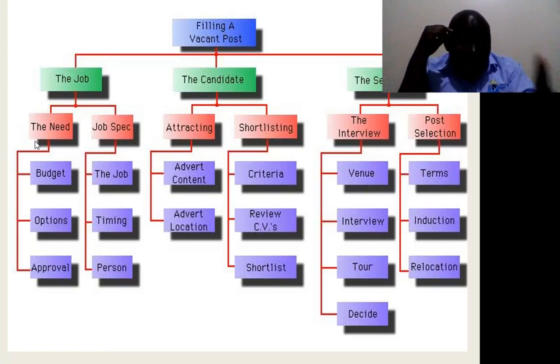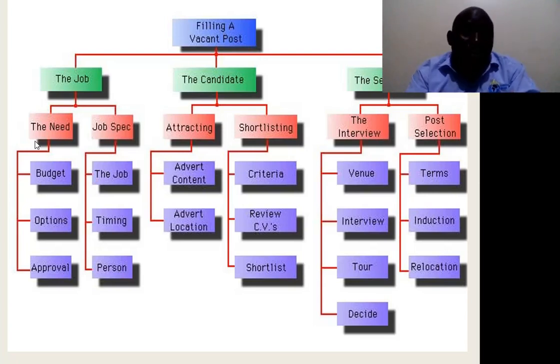Then on the other side, still under the job, you have the job specifications. What are the requirements for one to qualify for this job? At that level, you should be able to give the details. For one to come and apply for this job, you must have a doctorate and you must have published these many articles, written these books, and done a lot. So you look at the job specifications, the job itself, the timing and the person. You must give details.